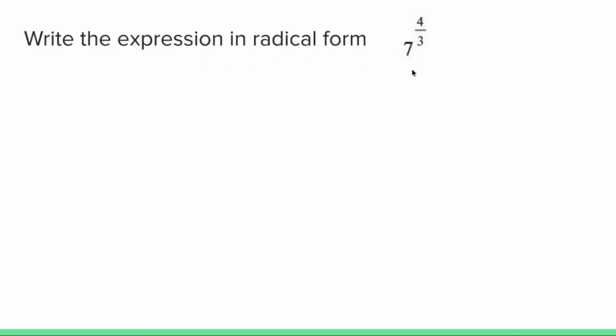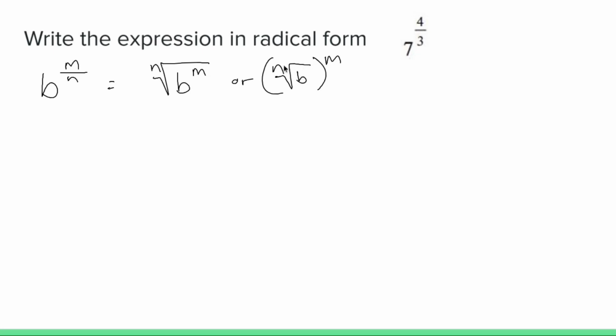Write the expression in radical form. Well, there's a little rule that says if you have b to the m over n, your base to the exponent that is a fraction power, you can rewrite that as put the b inside the root, and it's going to be the nth root of that. So the denominator tells you the type of root it is, and the m lives with the b. Or, if you wanted to, you can keep this as the nth root of b, and then write the m on the outside. Either way, it's fine.